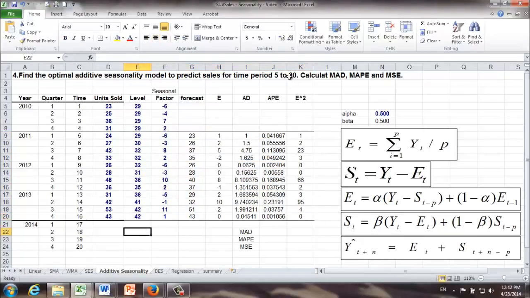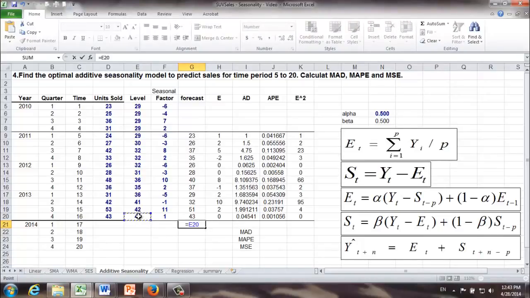But here we're not done yet. You look at over here. We want to predict sales for time period 5 all the way to time period 20. How are we going to do that? Okay, let's see time period 17. How are we going to predict the sales in first quarter of 2014? So here y17 hat will be equal to what? E16, most recent level that is available.